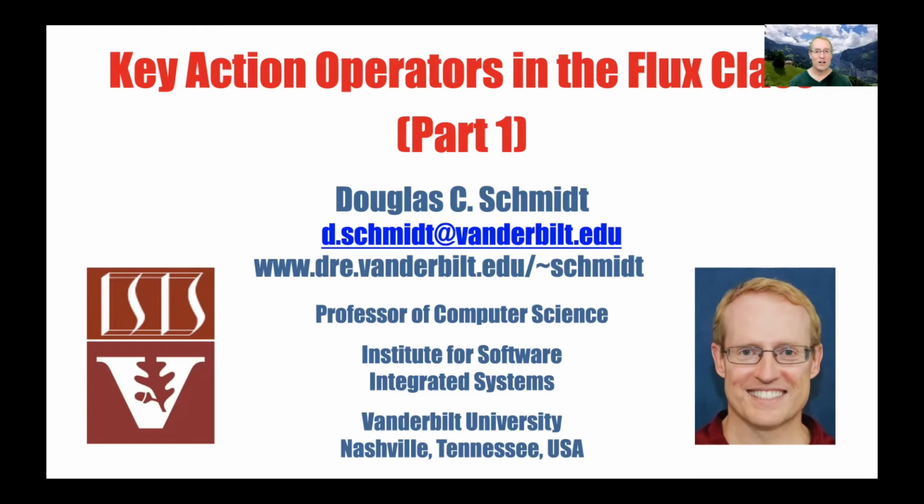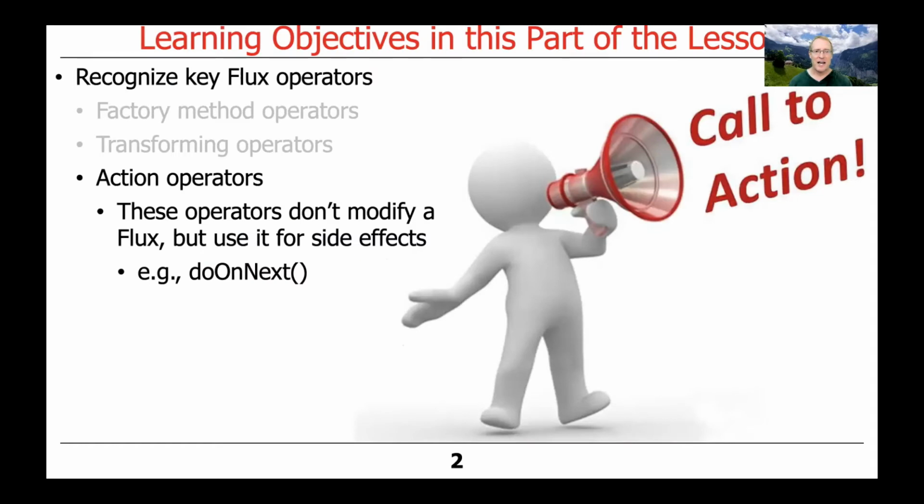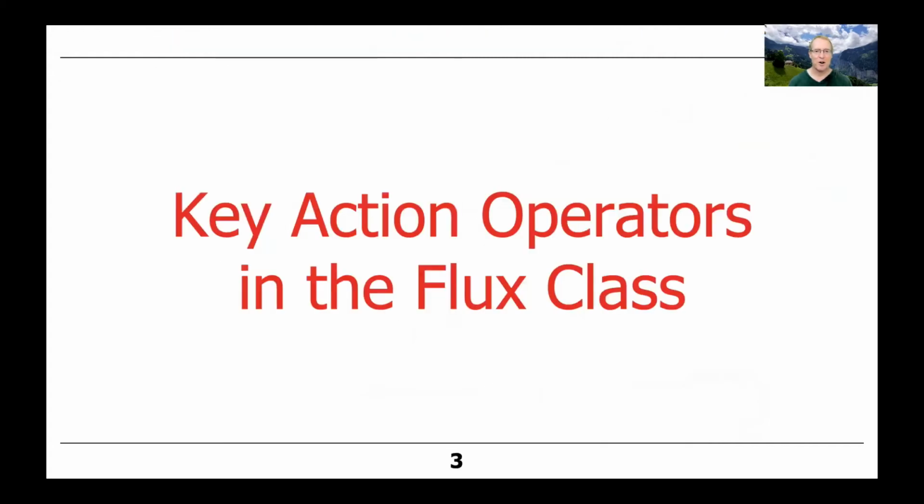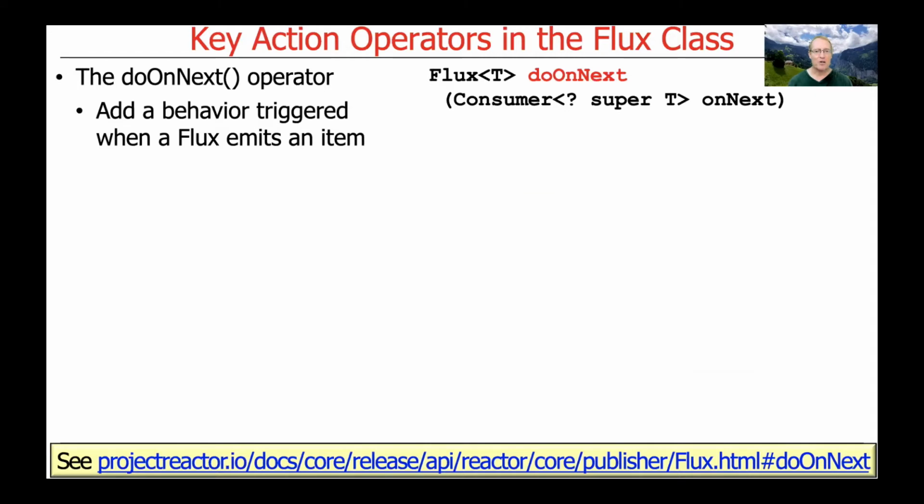We're now going to focus our attention on key action operators in Project Reactor's Flux class. These operators don't modify a flux, but instead use it for side effects, and we'll be focusing on the doOnNext action operator. This action operator is used to add a behavior that's triggered when a flux emits an item.